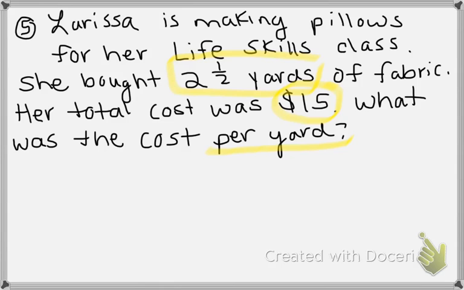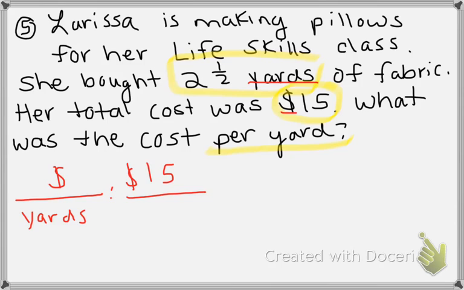Since we know what we want to have 1 of, when we make our ratio, that's what we put in the denominator right away. So if we want 1 yard, we put yards in the denominator, and we're comparing yards with money, so we put our money in the numerator. Now let's fill in. Money was what? $15. And yards was 2.5.